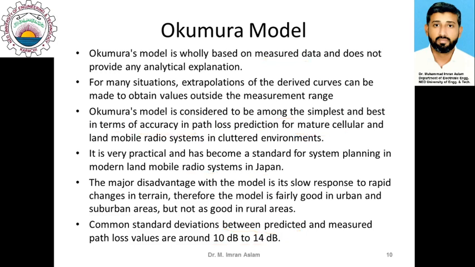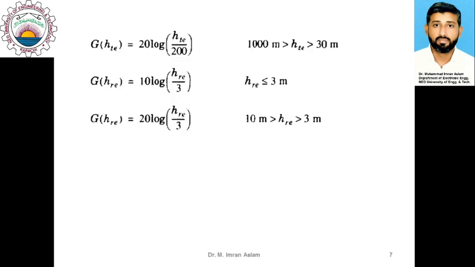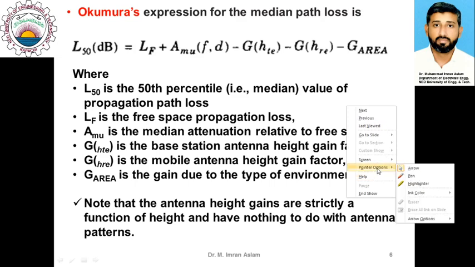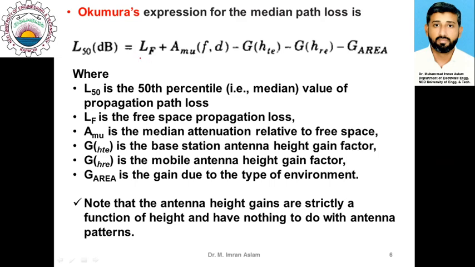So this was the introduction related to the Okumura models. Let me quickly go back to this expression. In order to calculate the total path loss in any type of environment, the first thing is to calculate the free space path loss LF, which is calculated from the free space path loss formula. The second thing is to calculate the median attenuation with reference to the path loss, which is calculated from the curves generated by Okumura.